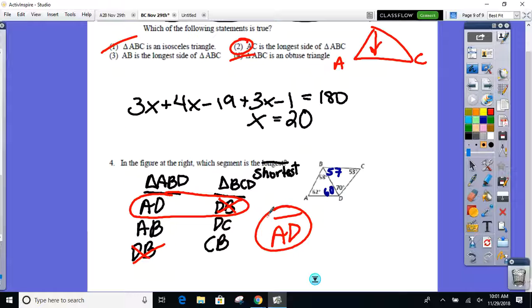Grab a Chromebook, grab a textbook, get going on this homework due on Monday again. I'll be after school today if you guys want to come by and review any of the points of concurrency.